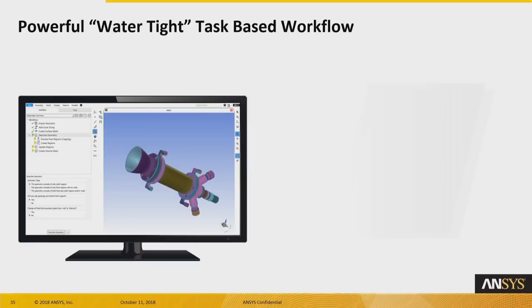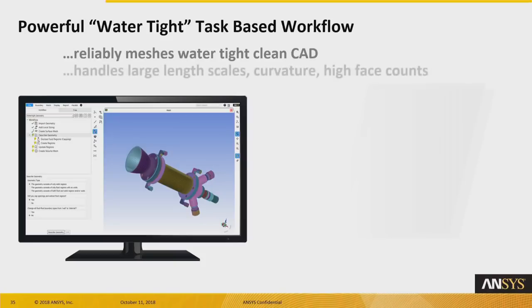This watertight task-based workflow relies on the existence of clean CAD. What does that mean? That means that the surfaces that are adjacent to each other need to be completely tightly connected. So we cannot have any gaps that would let the fluid flow through, and we cannot have any openings. So the surfaces also have to be completely continuous. Other than that, you could have as complex geometry as you like. There are no limitations in how complex the geometry can be.